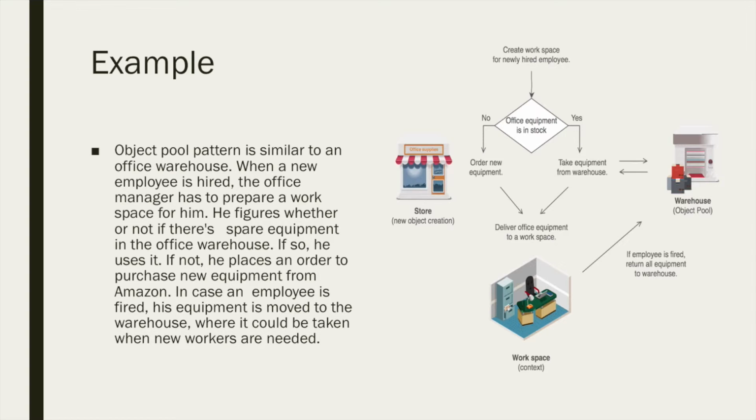Now you have two options, yes or no. If yes, it takes the equipment from the warehouse if available and delivers the equipment to the workspace. If no, it orders new equipment from the store and delivers it to the office. Now if the employee is fired, it takes the equipment back to the warehouse. So the warehouse is acting as the object pool and the store is acting as the new object creation.